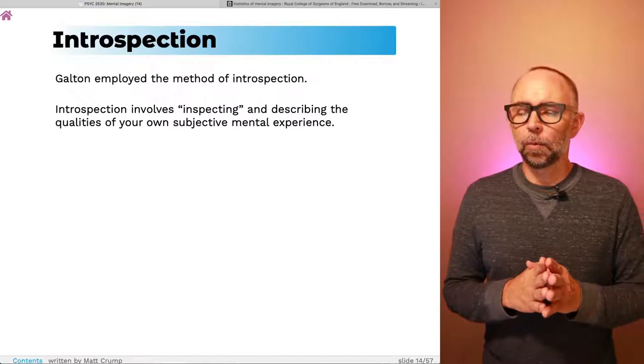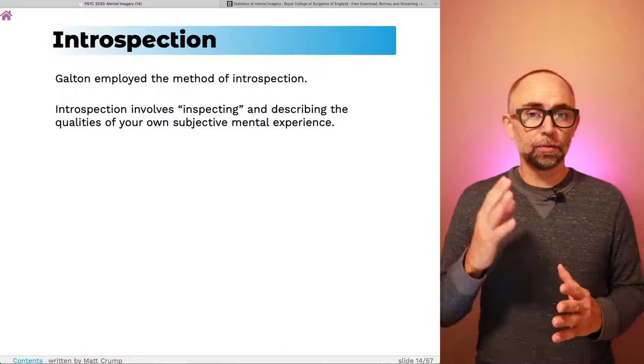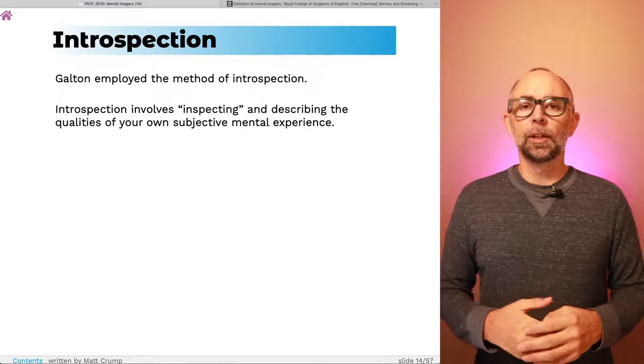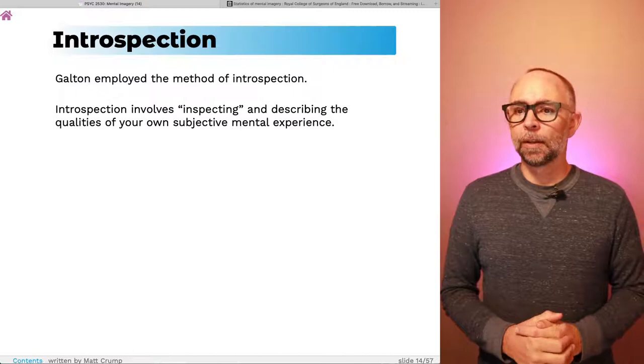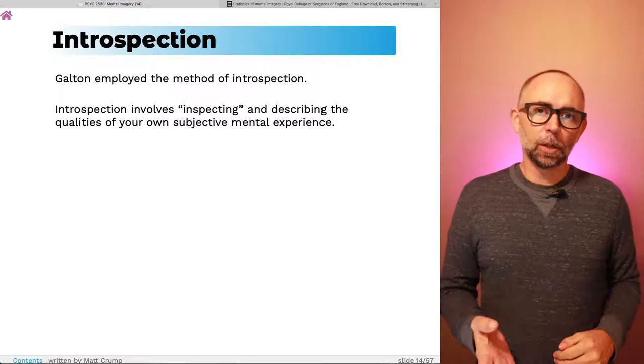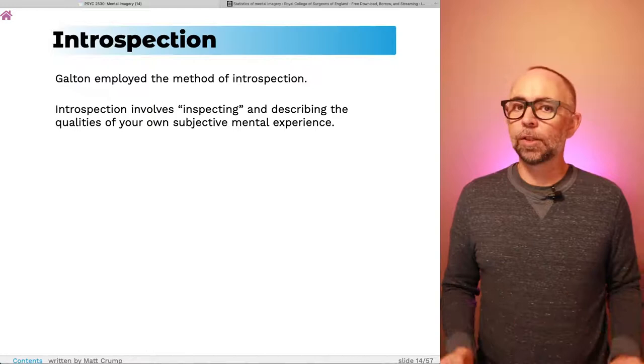So one of the things that was used here is a common method in psychology. It was used in the early research in the 1880s. It's used in various ways today. It is the method that I used and asked you to use to gather evidence about your own mental imagery vividness. And this is called introspection, the process of inspecting or thinking about your own cognition. And this is what Galton asked his participants to do in order to gain information about people's mental imagery abilities.